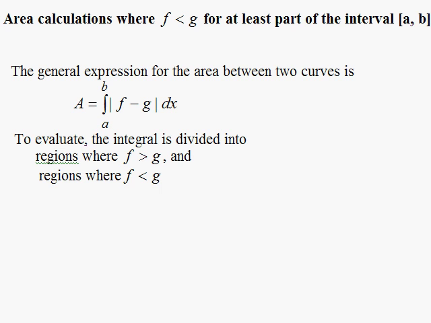Now for this particular lecture, of course, we're looking at the area between the curves f and g. So let's extend the result we just talked about. Now we have the area from a to b of the absolute value of f minus g dx. This will give us a positive value for that area. To evaluate the integral, we divide this integral from a to b into other integrals based on regions where f is greater than g and regions where f is less than g.